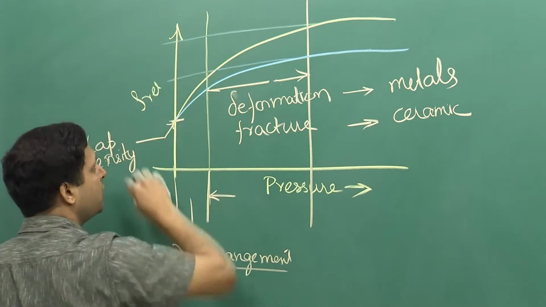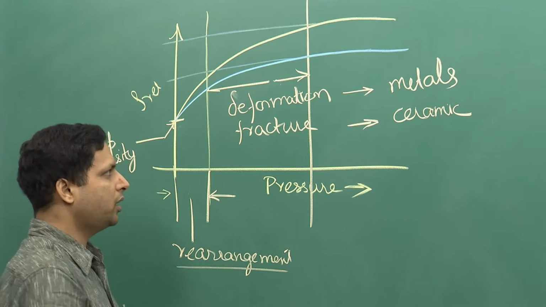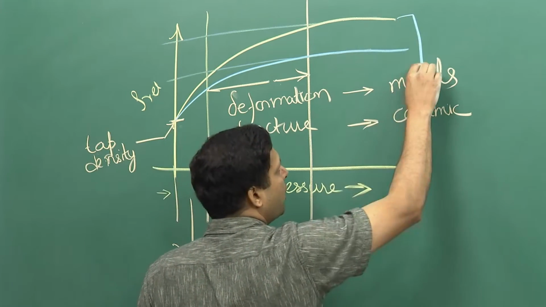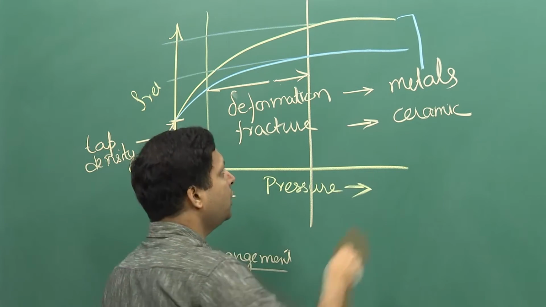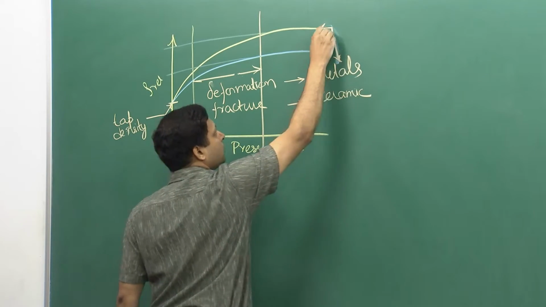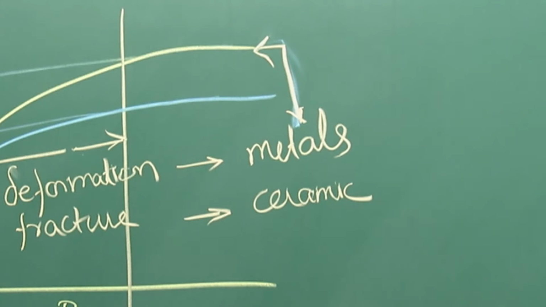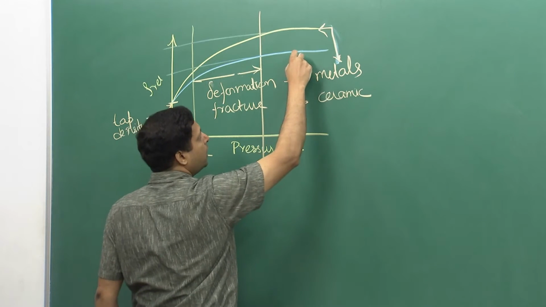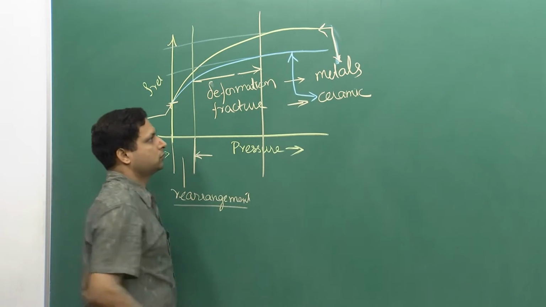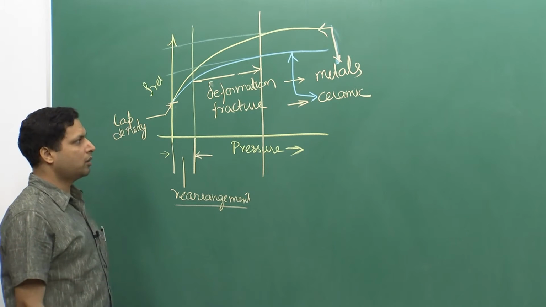which also means that the highest relative density that you get in the two plots, or in the two materials, one in the metals and the other in the ceramics, will be very different. In the metals, you are able to get much higher relative density at the end, while in the ceramics you will get a little bit lower density at the end of the pressure.